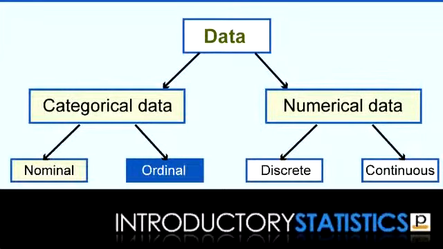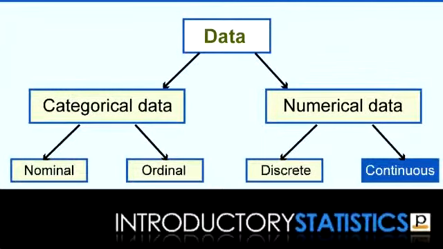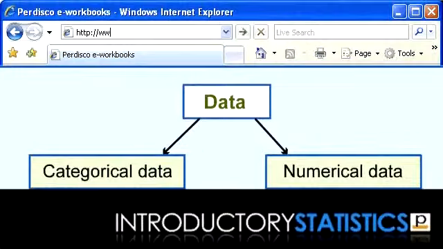And numerical data can be measured for a discrete variable, which means the different values are countable and counted out, or it can be measured for a continuous variable, which means that the different values exist on an ordered continuous spectrum. Now, to get some practice at remembering these different types of data, let's use the Pedisco e-workbook and have a go at a question.